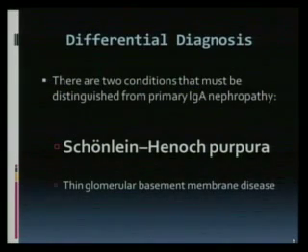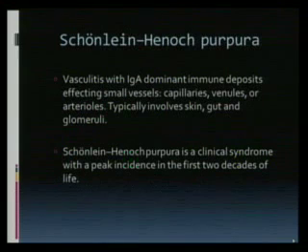I just wanted to touch on this entity, Schönlein-Henoch purpura, which I would say is a variant of IgA nephropathy. If you do a biopsy on these patients and look at it as a pathologist, they're basically identical in terms of at least the renal manifestation. So we look at this entity as a variant. It's a vasculitis that affects your small vessels, your capillaries and venules, and typically involves the skin, gut, and glomeruli.